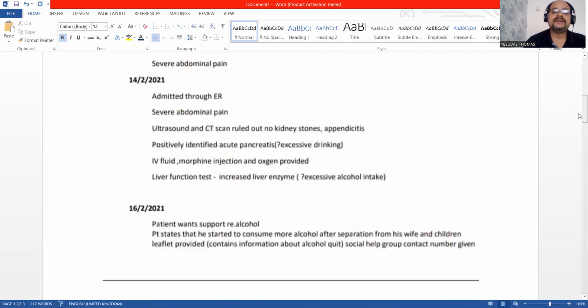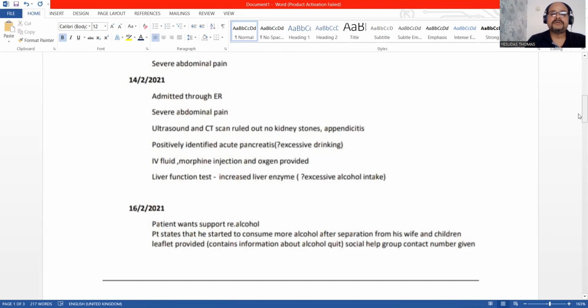Now, presenting complaint, severe abdominal pain. Yes, of course, it's needed. So we are going to come to the picture here from 14th of February 2021. On this particular day, the patient got admitted through the emergency room with severe abdominal pain. Into your ward, the patient was admitted to your emergency department with severe abdominal pain, and we have a lot of investigations done here, ultrasound, CT scan.